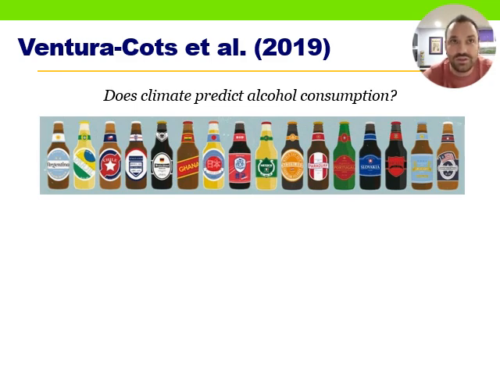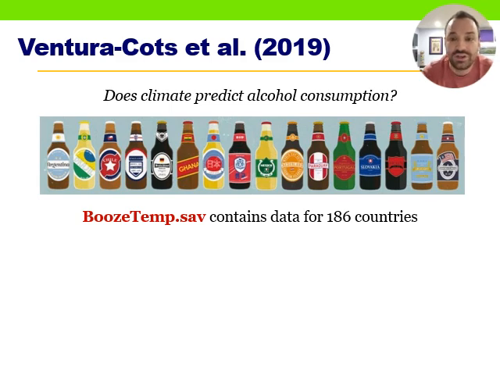But basically, this is based on a study that we talked about last week in passing. A researcher wanted to know if climate is a predictor of alcohol consumption. So they collected data for 186 countries. And for each country, we know two things. We know the average annual temperature in that country measured in degrees, and we know the average per capita alcohol consumption in that country. So we want to know if there's a relationship between how hot a country is and how much alcohol people tend to drink in that country.